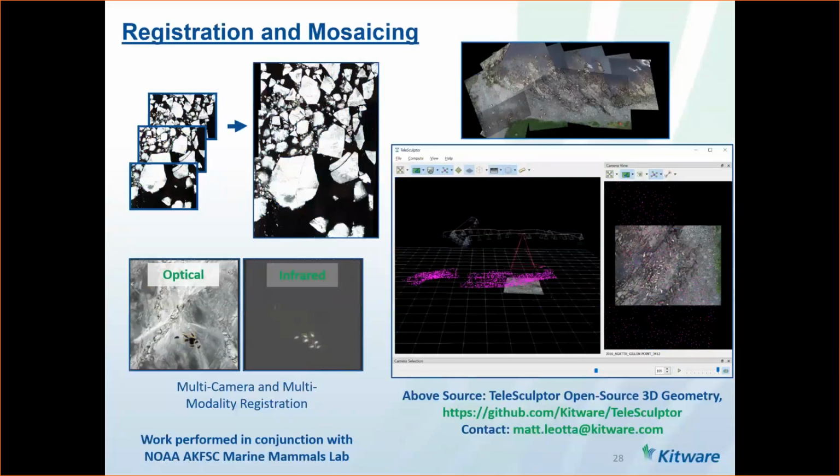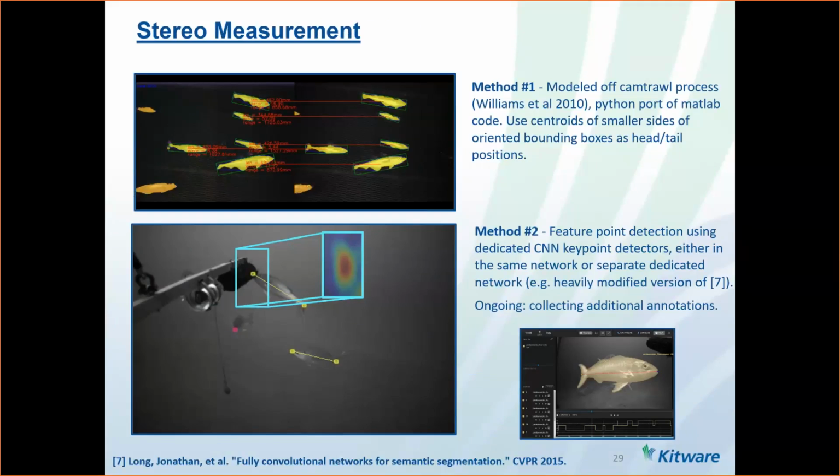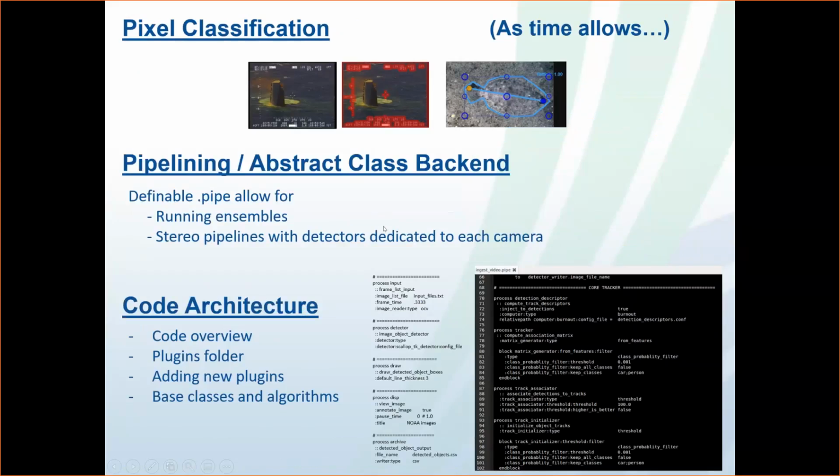Registration and mosaic, I'll run through a quick mosaicing example when running through the example tree later. Stereo measurement, also very quick. Similar to the others, we have two methods we've been pursuing, a non-deep method, based on some work from Chris Williams, and a deep method. And lastly, I promise this is my last slide before we get into the guts of the tutorial a bit more, is doing pixel classification and the actual code infrastructure. If there is time at the end, I'll cover it, but we'll have to play that by ear.